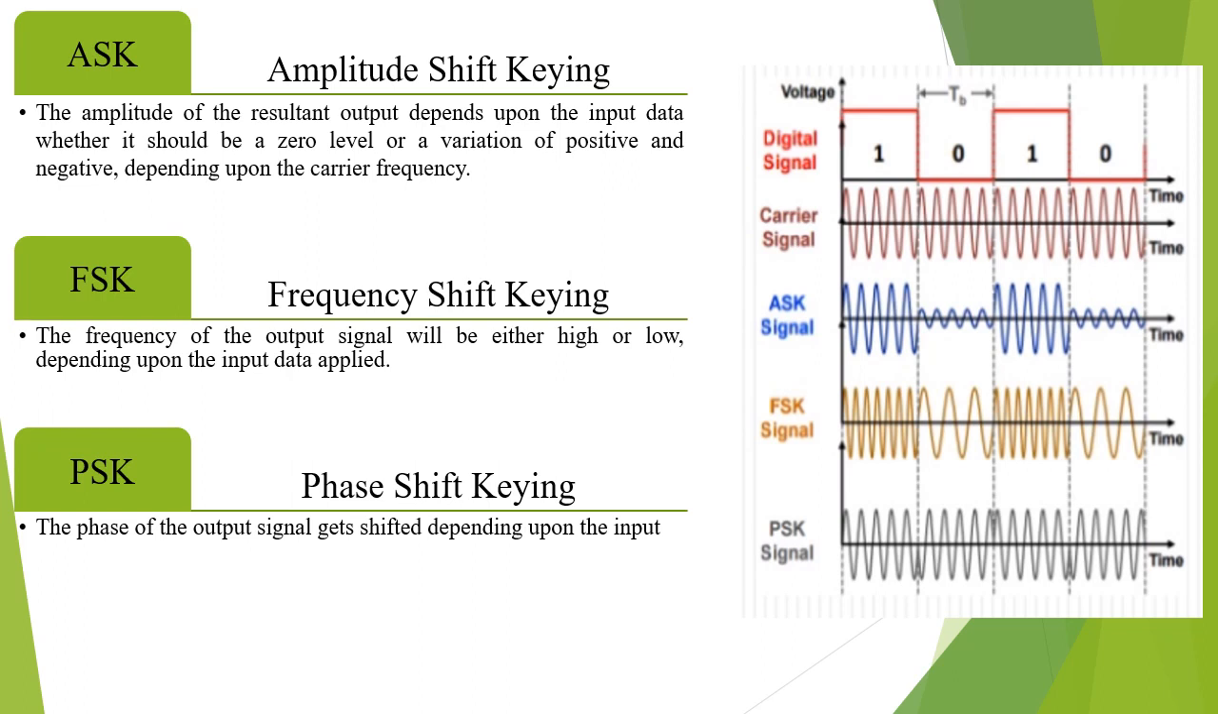Now in ASK, bit 1 is transmitted by a signal of one particular amplitude. To transmit bit 0, we change the amplitude keeping the frequency constant. In FSK, there is one particular frequency for 1 and another frequency for 0. In PSK, one phase change encodes 0 while another phase change encodes 1. To transmit 0, we shift the phase of the sinusoid by 180 degrees.